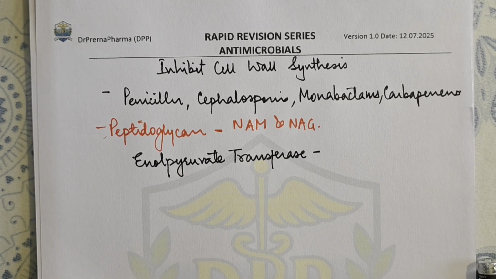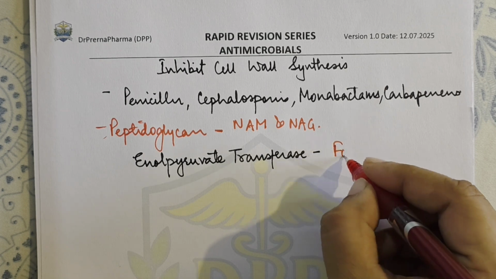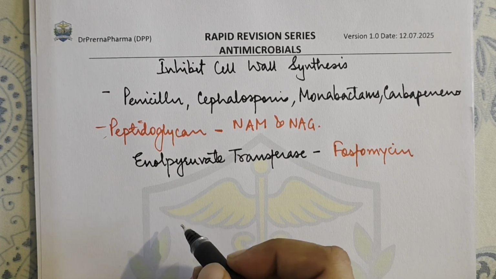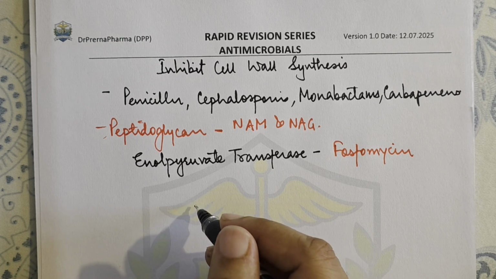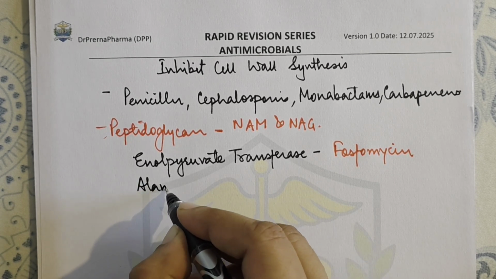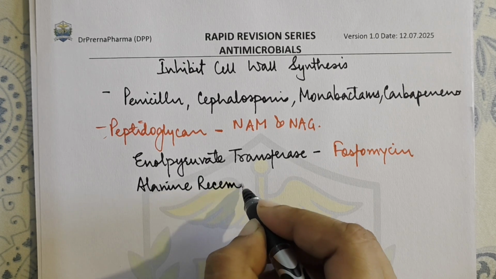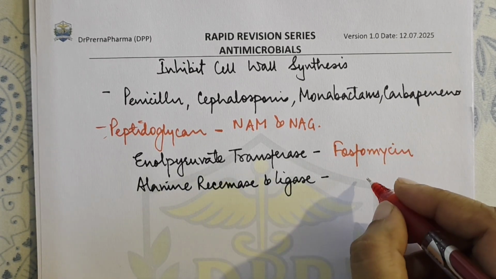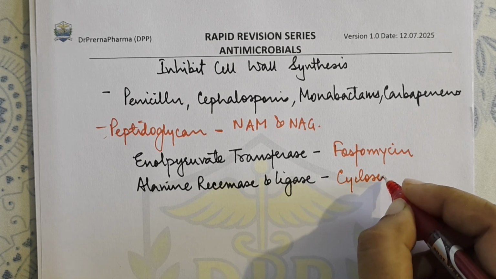And this enol pyruvate transferase is an enzyme which is inhibited by phosphomycin. Okay. Then UDP N-acetylmuramic acid then acquires the pentapeptide. Alanine racemase and alanine ligase help in the formation of the pentapeptide unit. So this enzyme alanine racemase and ligase is inhibited by the drug cycloserine.